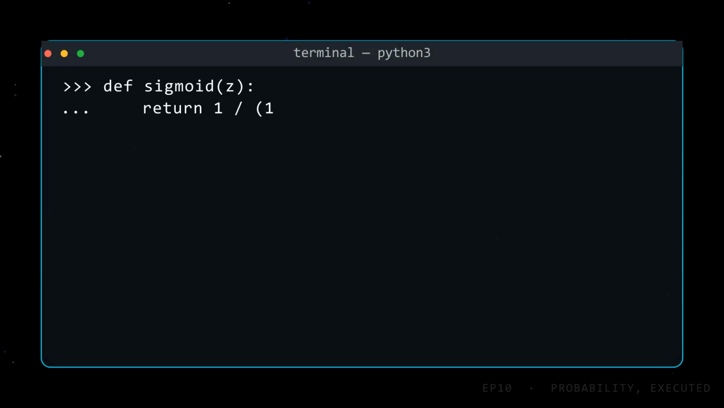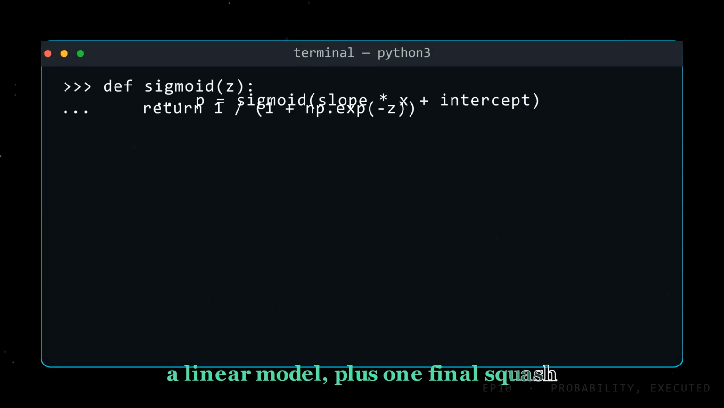The sigmoid is one line. 1 divided by 1 plus e to the minus z. That's the whole function. And logistic regression is just a linear model whose output gets passed through it. You compute slope times x plus intercept exactly as before, and then you squash. All the machinery from last episode still applies, it just gets a final step.